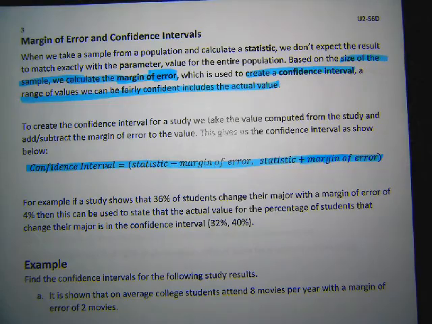Now, that doesn't mean that we think the answer is 32% or 40%, but what it means is we think the actual percentage of students that change their major is somewhere in the range between 32 and 40. It could be 32, it could be 33, it could be 38, it could be 39, it could be 40, but somewhere in there we think it is.